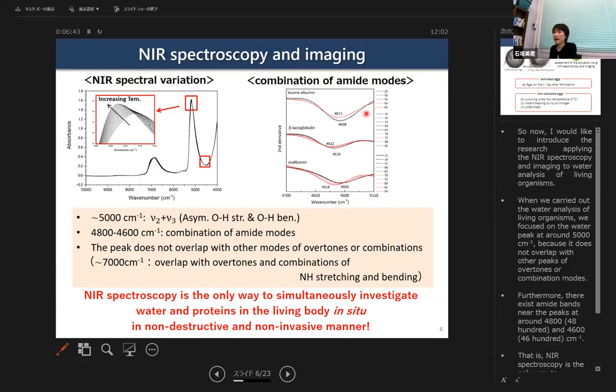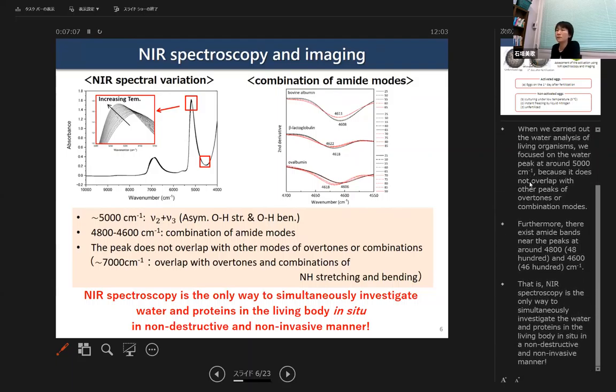Okay. So now I would like to introduce research applying NIR spectroscopy and imaging to water analysis of living bodies. When we carried out water analysis of living organisms, we focused on the water peak at around 5,000 wave number because it does not overlap with other peaks of overtones or combination modes. Furthermore, there exist amide bands at around 4,800 or 4,600 wave number. That is, NIR spectroscopy is the only way to simultaneously investigate water and proteins in living bodies in situ in a non-destructive and non-invasive manner.